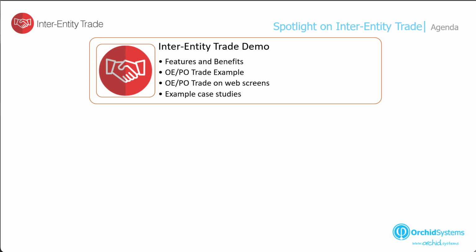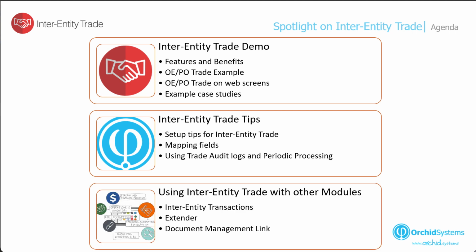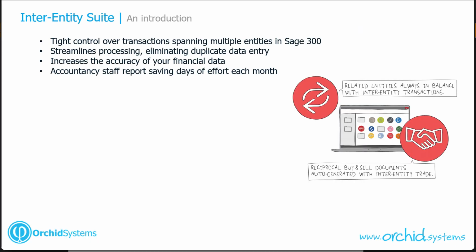We will look at some features and benefits of inter-entity trade, look at a detailed OE and PO trade example, including using OE and PO on the web screens. We'll then review some example case studies. We will share some setup tips for inter-entity trade and frequently asked questions around mapping fields, and look at using inter-entity trade, audit logs, and periodic processing. Finally, we will review how to use inter-entity trade with other Orchid modules, such as inter-entity transactions, extender, and document management link.